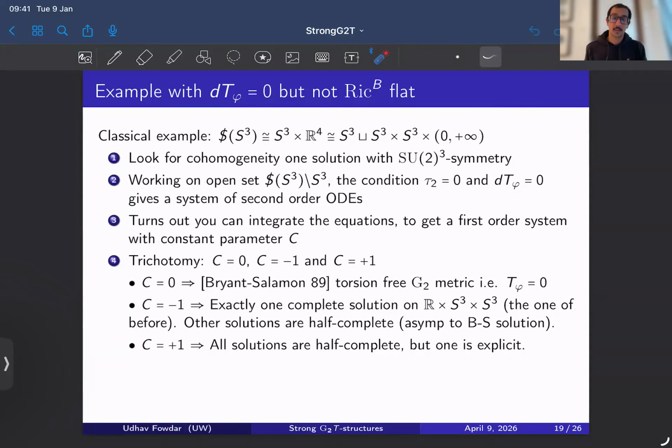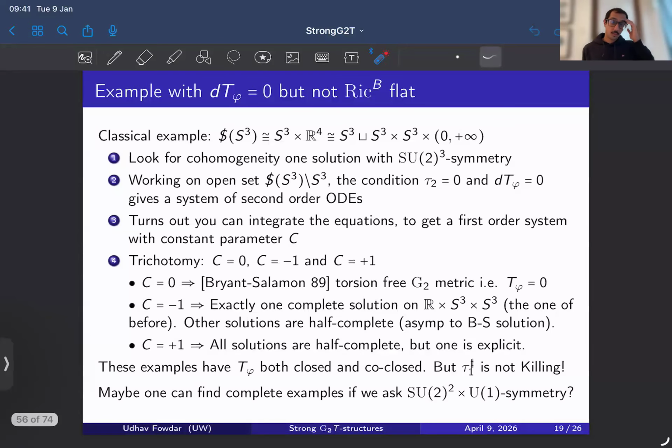Okay, but this is with the SU3 cube symmetry. So in all these cases, you can check that the torsion is closed and co-closed, but the underlying leaf form is not a Killing vector field. We don't know if one can find complete solutions if we impose a weaker symmetry group. This sort of problem is a little bit related to what Lorenzo was talking about a few weeks ago in the Hermitian-Einstein case, in looking for cohomogeneity 1 solutions. So this is like a G2 version of that problem.